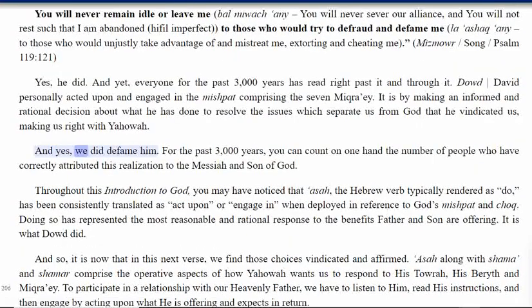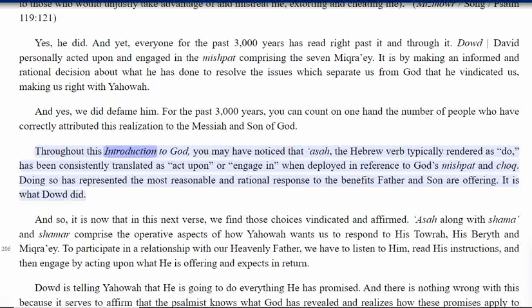And yes, we did defame him. For the past 3,000 years, you can count on one hand the number of people who have correctly attributed this realization to the Messiah and Son of God. Throughout this introduction to God, you may have noticed that asar, the Hebrew verb typically rendered as do, has been consistently translated as act upon or engage in when deployed in reference to God's Mishpat and Cook. Doing so has represented the most reasonable and rational response to the benefits Father and Son are offering.